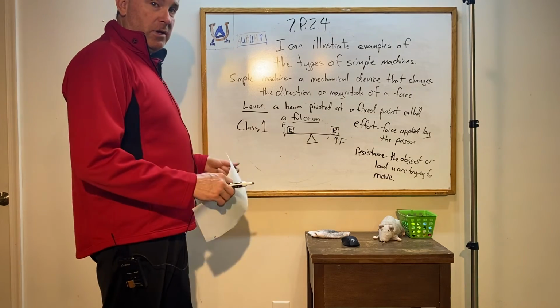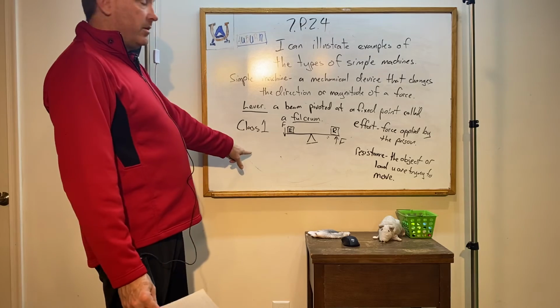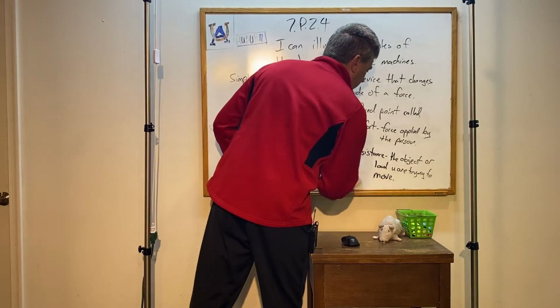So if there's a class 1, that means there's got to be what? A couple more classes, right? So everybody's got this written down. If you don't, rewind. I'm erasing on the next thing.